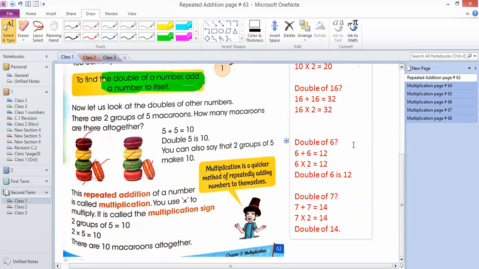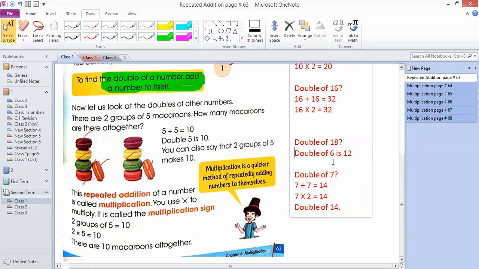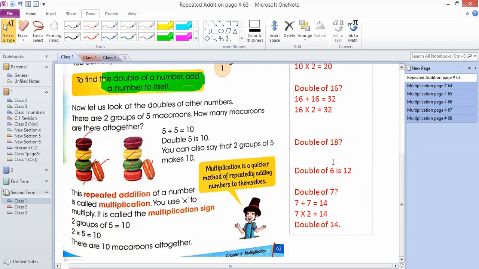If I ask you double of 18, what is double of 18? What will be your answer then? What will be double of 18? For that, I'm going to take one of the students. Faris. Yes, sir. Yes, Faris. Can you tell me the double of 18?